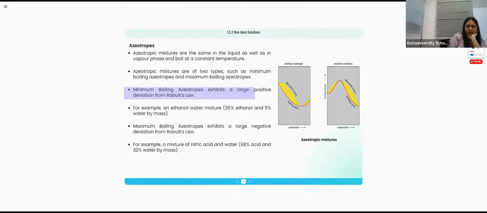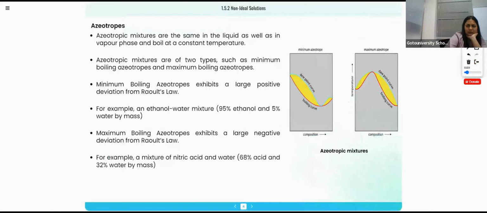The minimum boiling azeotropes exhibit large deviation, as you can see here. Let me zoom this. The azeotrope with the minimum boiling point will give large positive deviation. And who gives the positive deviation? Ideal solutions. An example is given here: the ethanol and water mixture. This is an example of an ideal solution, ethanol and water. This will show positive deviation at the minimum boiling point.